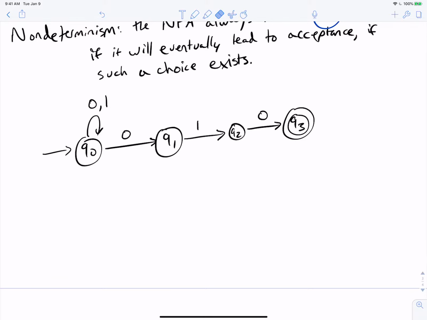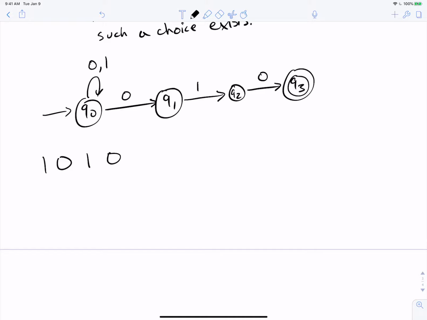So let's look at the input 1010. Is it possible for this string to be accepted in this machine? Yes, how? What's a choice that it can make? Q0 to Q0, Q0 to Q1, Q1 to Q2. In fact, the hand is kind of forced on that one because there's only one transition on input 1, and then for the 0, now we have a choice.